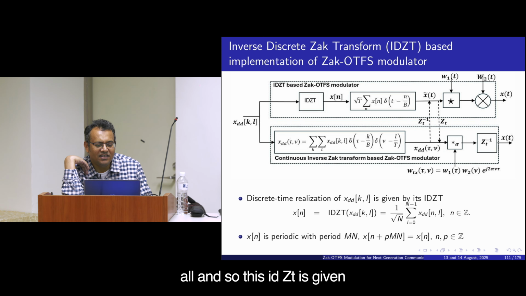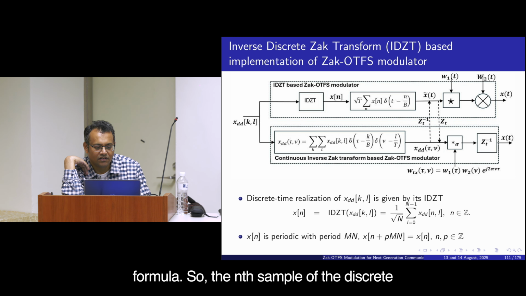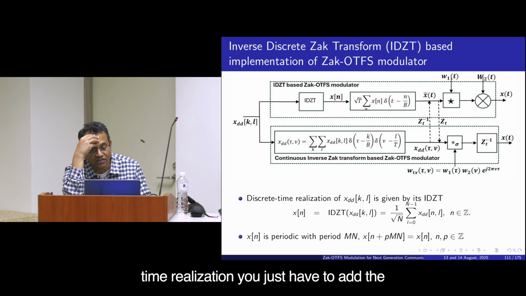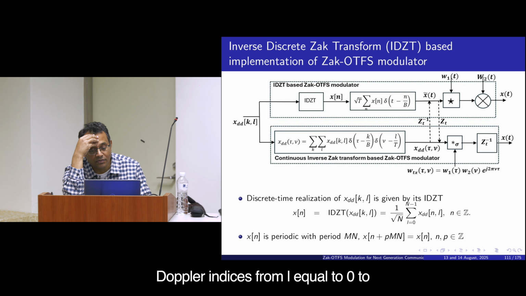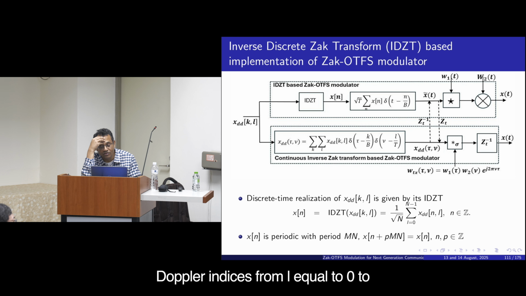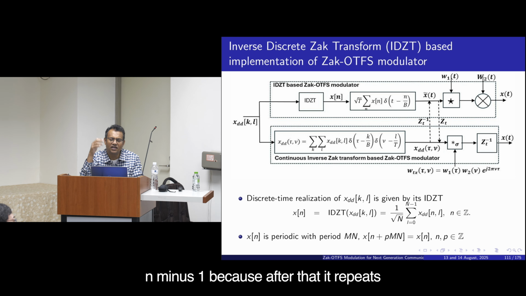And so this IDZT is given by this equation. It's a very simple formula. For the nth sample of the discrete time realization, you replace the delay index by n, and you simply add the delay Doppler signal along the Doppler indices from l equal to 0 to N minus 1, because after that it repeats.